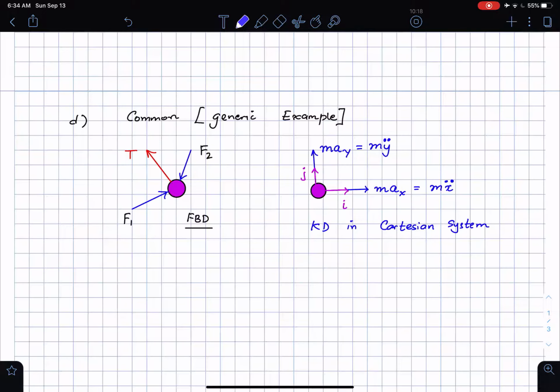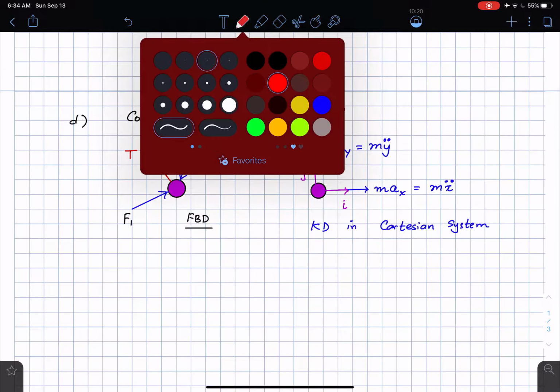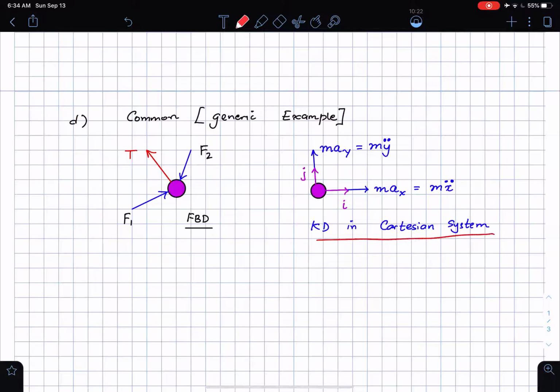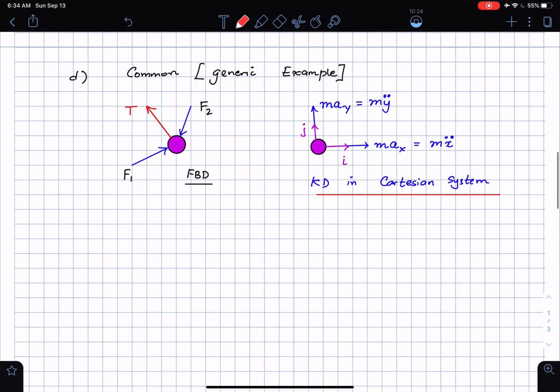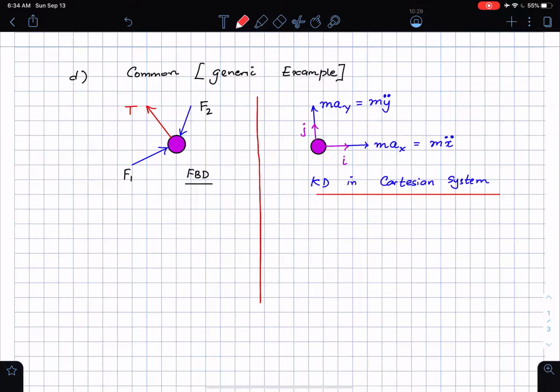So that could be one situation, or I could have another situation where I can draw the kinetic diagram. So I'm going to just put a divider here, where I'm drawing the kinetic diagram. Well, that did not come out too straight, and that did not come out too straight either. There are some magical events happening here, folks. So this could be the kinetic diagram in the Cartesian system. Or I could have the kinetic diagram in the normal tangential coordinate frame.